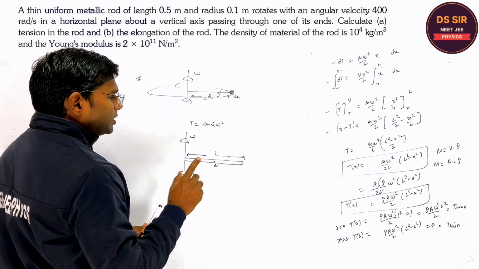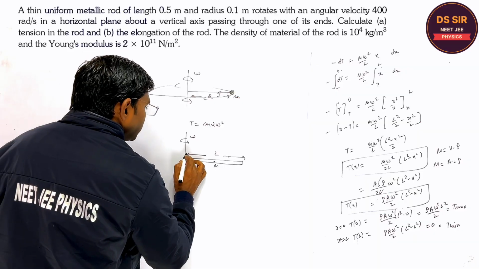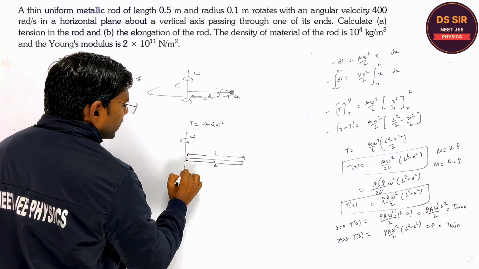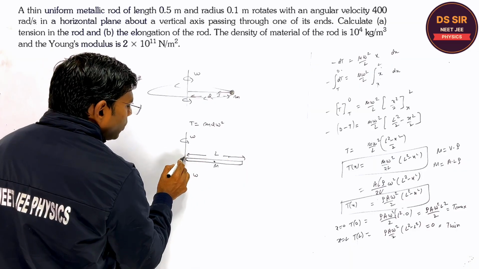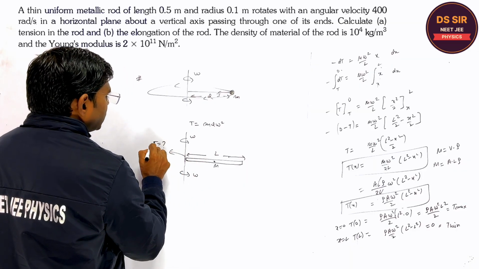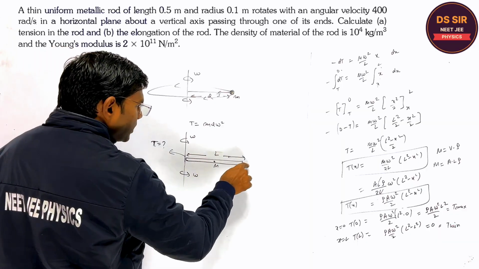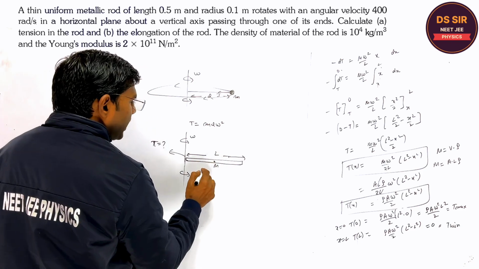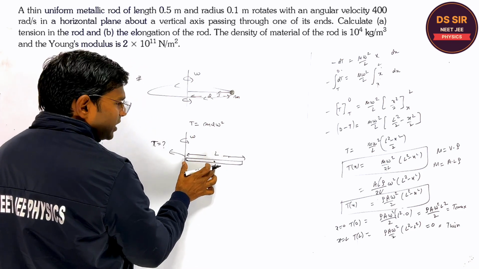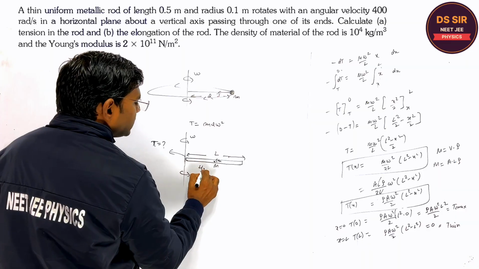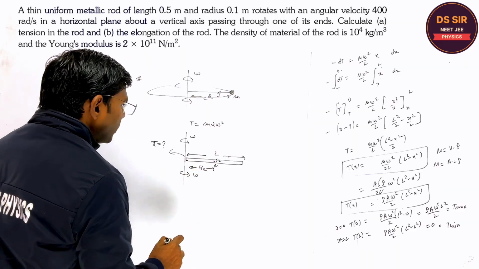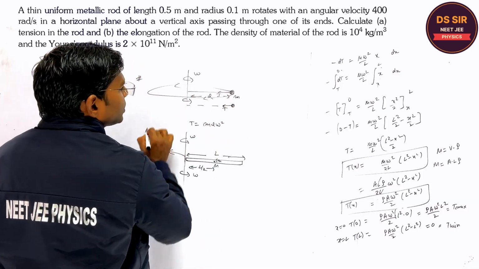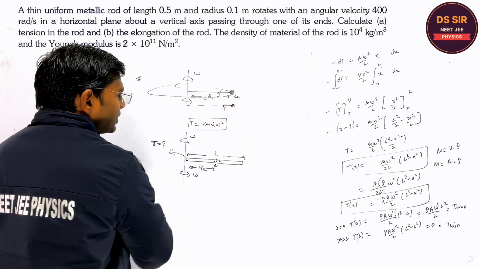So if you consider this small rod, suppose it is connected by a small string over here, I want to ask the tension at this point. If you consider the total rod, its center of mass is placed at this point, and the average distance of the center of mass of the rod is L by 2. If you make the free body diagram of this, the tension is acting in this direction. So this tension is providing the required centripetal force.